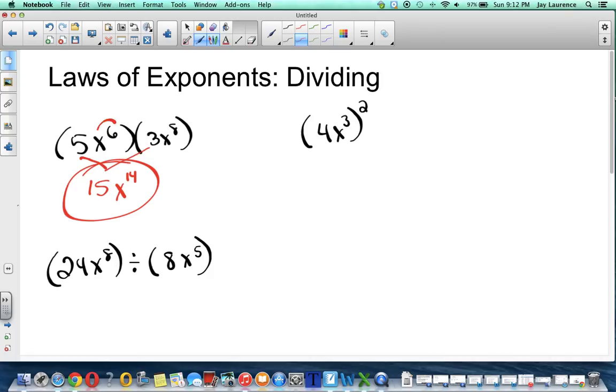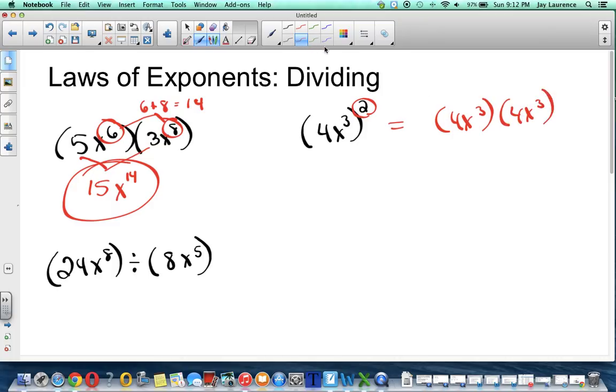Hopefully by now you're starting to realize that when multiplying like bases, if you just add the exponents, you'll get the new exponent, right? Okay, now when we have a power raised to a power, it's a little bit different. Remember that this 2 means that there's 2 of these. So you could think about the problem this way, 4x cubed times 4x cubed, like that.